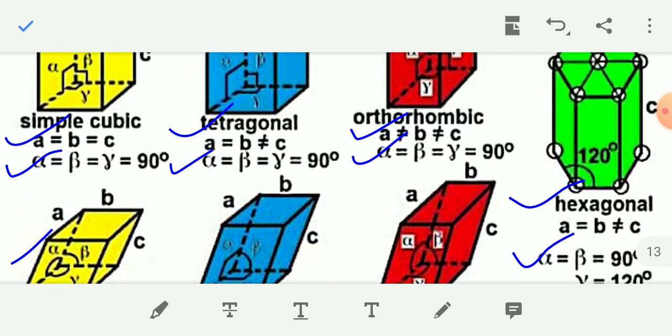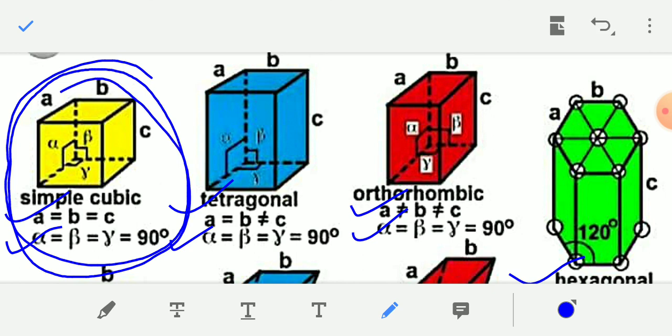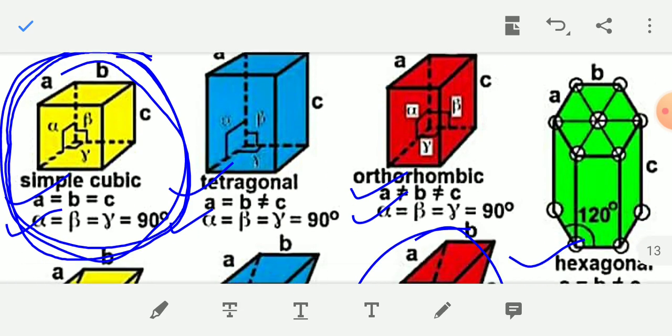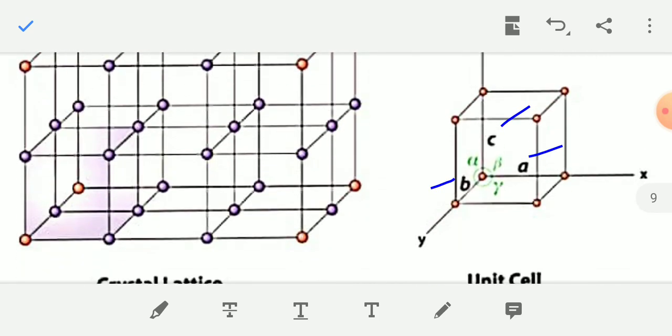So the most symmetrical crystal system is cubic crystal system. And in this chapter, I will discuss only cubic crystal system. And the most unsymmetrical crystal system is triclinic crystal system. So you have to remember these seven different types of crystal system based on the values of ABC, that is edge length of the unit cell along three different axes, and the three interaxial angles, that is alpha, beta, gamma, between these three axes.